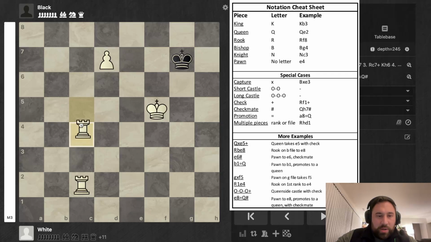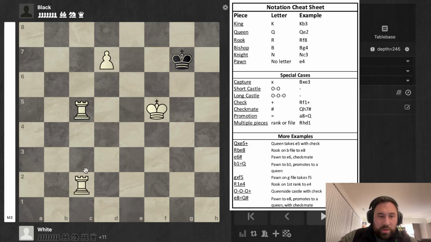Either rook could have moved to this square, right? If we go back, either rook can go to this square. So in this case, we have to specify which one is going. But you'll notice they're both on the C file. So the only way we can distinguish them now is by looking at which rank they're on. So in this case, this is the rook, this would be R5, and this would be R2. Like R2D2. Ha ha ha. I'm sure some of you thought that before I even said it.